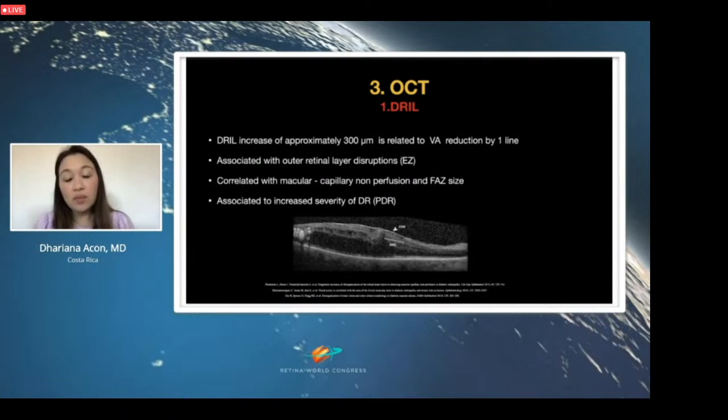It is also important to identify this biomarker because it can be associated with outer retinal layer disruptions. It is also correlated with macular capillary non-perfusion, and it is associated with increased severity of diabetic retinopathy.